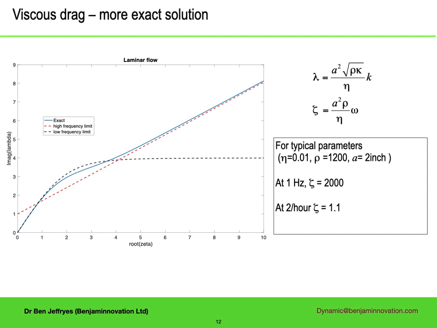So how does this dimensionless zeta correspond to actual frequencies? For water-based mud parameters, 10 centipoise viscosity, slightly denser than water, and 2-inch radius tube, zeta at 1 Hz is 2000. So square root zeta is 45, and we are way off the right-hand side of the graph. At a frequency of twice per hour, zeta is 1.1, and so the very low frequency limit is appropriate.